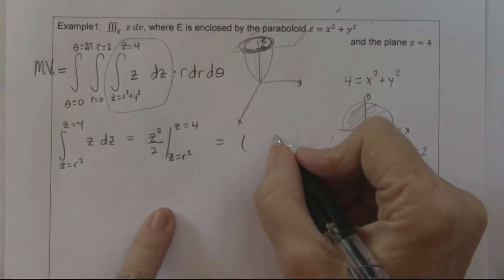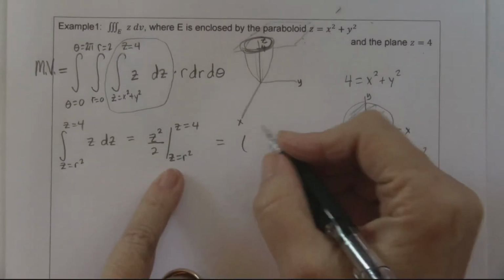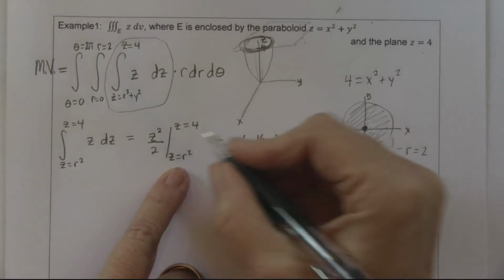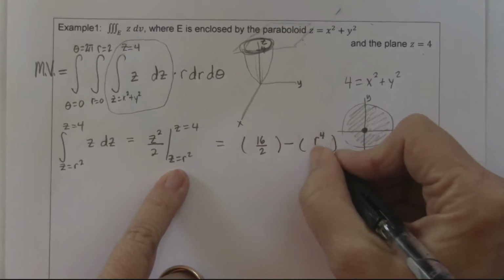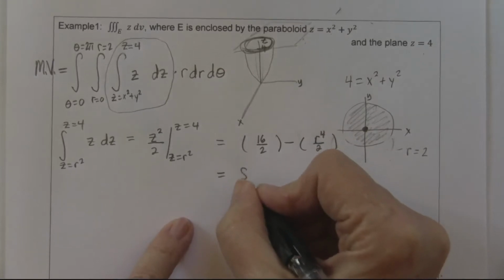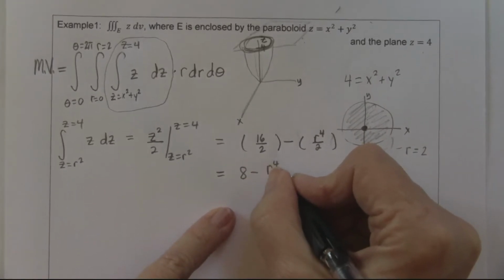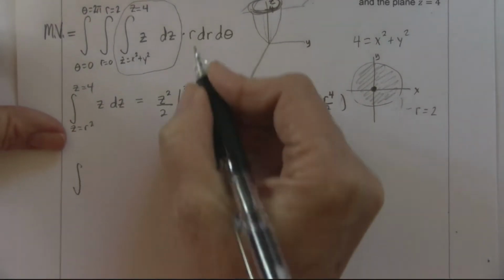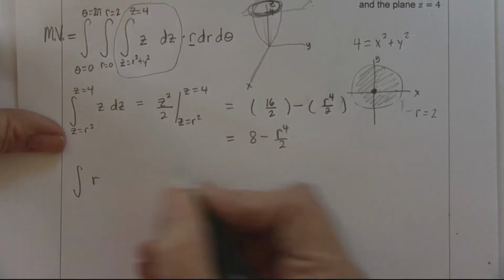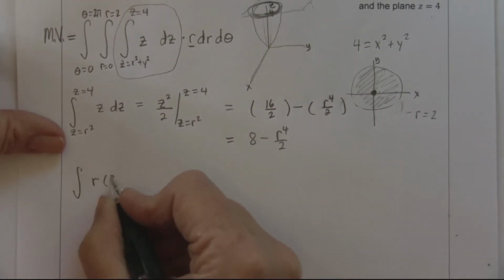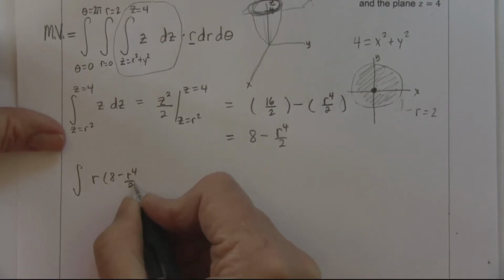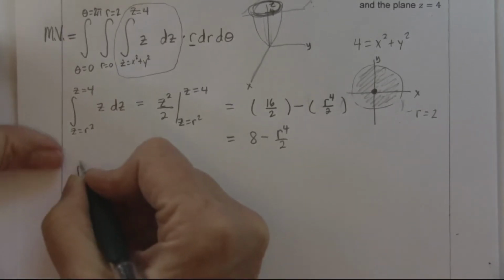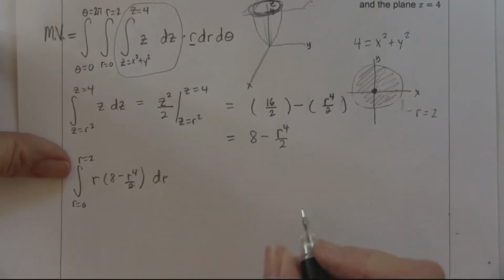I didn't mean to go so far. Okay, so the upper bound is 16 over 2, and the lower bound is going to be r to the 4th over 2. So this is going to be 8 minus r to the 4th over 2. And then I'm going to do my second integral. My second integral already has r there, and now it has 8 minus r to the 4th over 2, dr, and it's going from r is 0 to r is 2. And so that shouldn't be too bad.